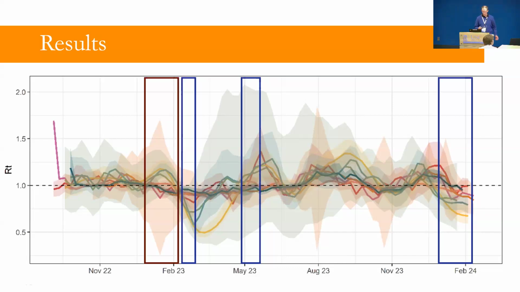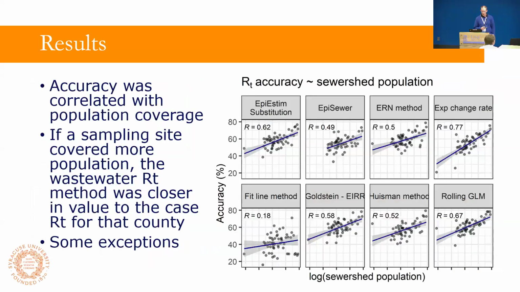So the models definitely varied in their performance. But looking at accuracy compared to population coverage, this was really interesting. Across the 8 methods, they all were correlated, except for one of them, very highly with population coverage, which makes sense. The more population coverage in a community that's on wastewater or on a public sewer system where we could collect data for, the more likely that the wastewater data was going to reflect infections in that community. And with less population coverage, we were less likely to capture those infection dynamics.